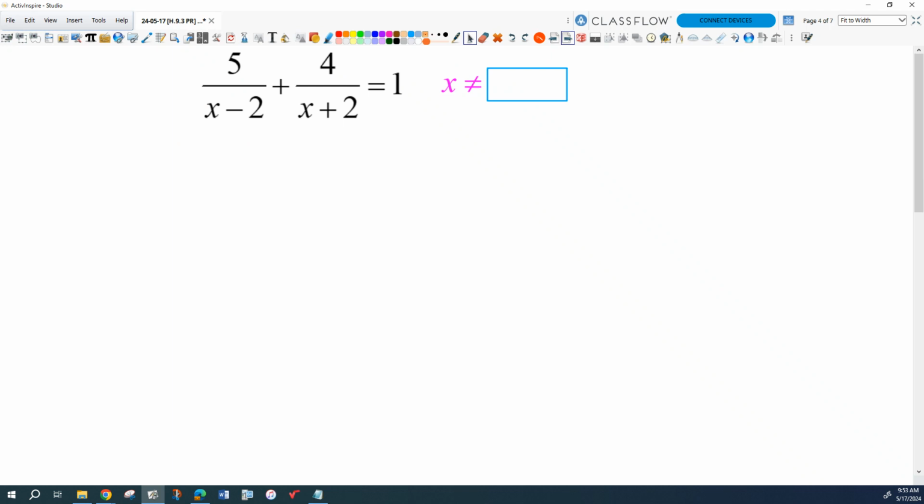Find a common denominator. But before we even do that, move the 1 over. Okay, but what do we have to do? Exclusions, yeah, because what's our strategy, right? You want to be thinking in terms of strategies here.